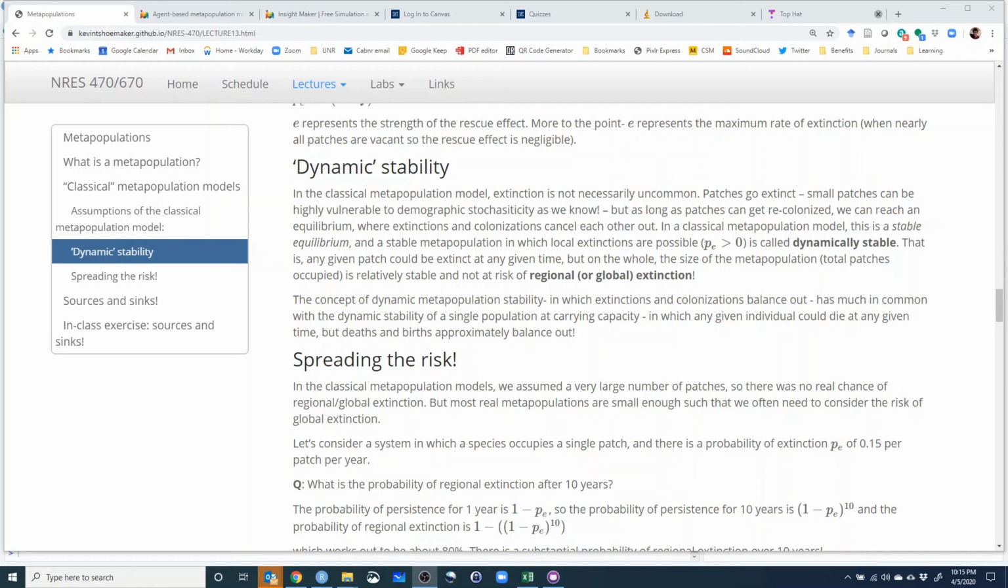And if the extinction and the colonization rates are the same, you're basically at an equilibrium, right? Just like you're at an equilibrium at carrying capacity in a standard population model, the total number of births and the total number of deaths is equal. Here, the total number of extinctions and the total number of colonization events are equal, all right? And we can get a stable equilibrium just the same way. And this equilibrium, where extinctions and colonizations are equal, is called the dynamically stable metapopulation.